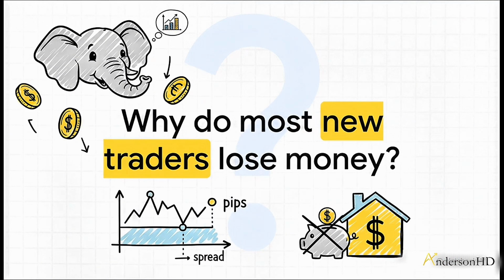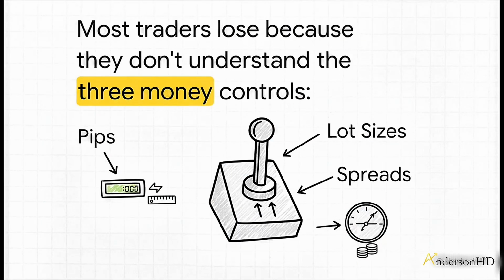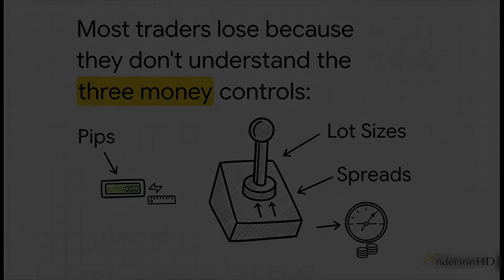So let's just get right to the big, scary question, the one that probably keeps a lot of new traders up at night. Why do so many of them lose money? It's a huge fear, and for good reason. And the answer isn't some secret Wall Street strategy. It's almost always a misunderstanding of these three basic controls: pips, lot sizes, and spreads. Think of them like the gas pedal, the steering wheel, and the brakes on your car. If you don't know what they do, you're gonna crash.